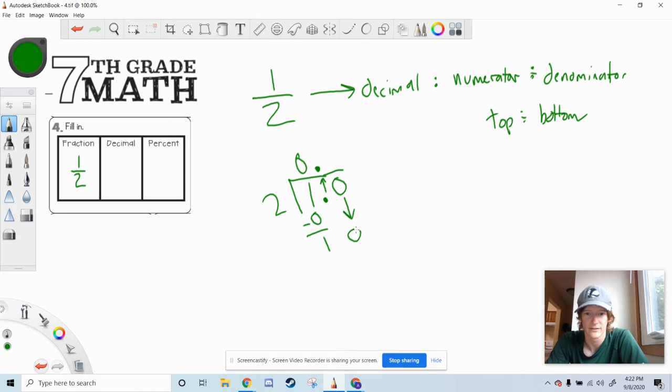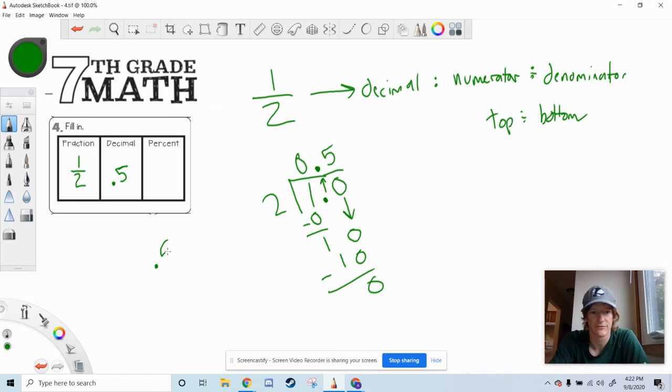We're going to bring down a 0. How many 2's are in 10? There are 5 2's in 10. 2, 4, 6, 8, 10. Brings us to an even 0.5. And that is going to be our decimal. When I think of a half, I think of a half of a dollar. 0.5 is the same thing as 0.50, and that is half of a dollar.